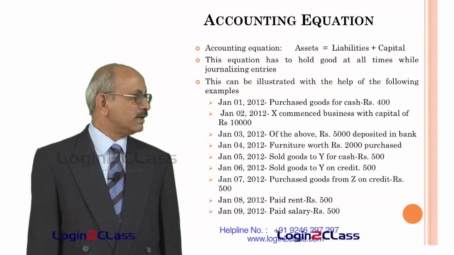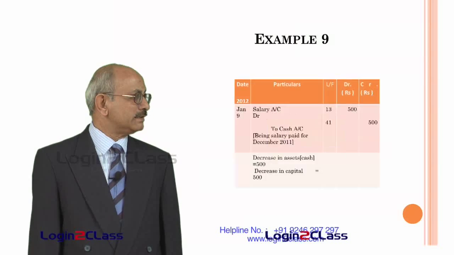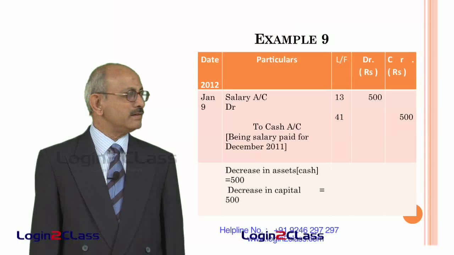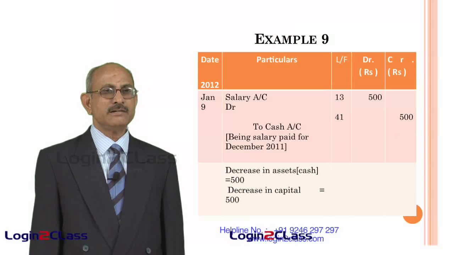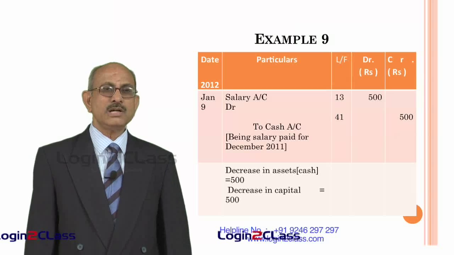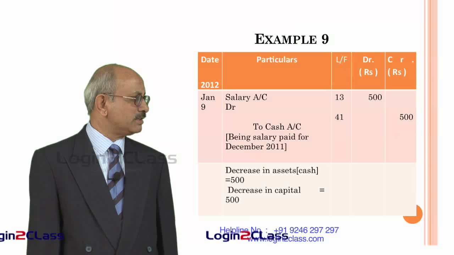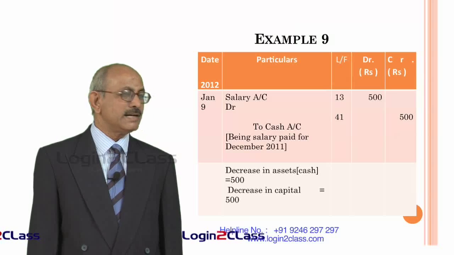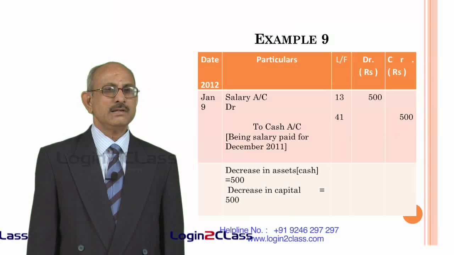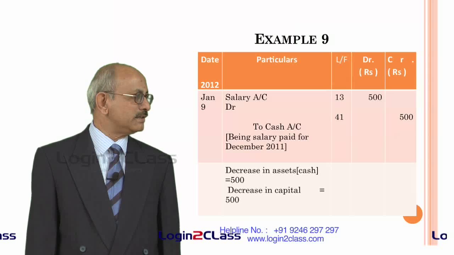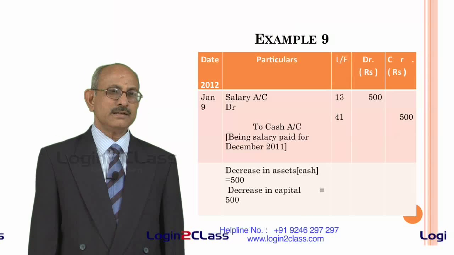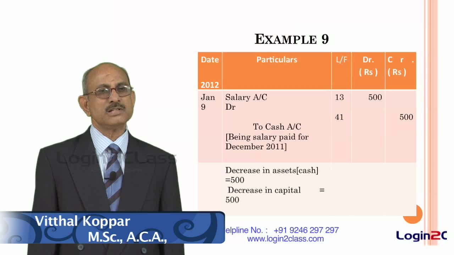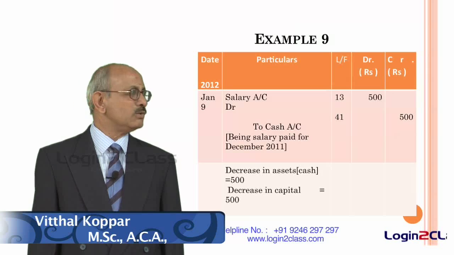holds good. And finally, the last example is salary paid for a particular month. Salary account is debited with 500 rupees and cash account is credited with 500 rupees. So, cash has gone down, therefore, there is a decrease in assets of 500 rupees and capital has also gone down, because salary is an expenditure which will reduce the net profit and consequently the capital. Therefore, one side has gone down by 500 rupees, another side also has gone down by 500 rupees. Consequently, the accounting equation holds good.